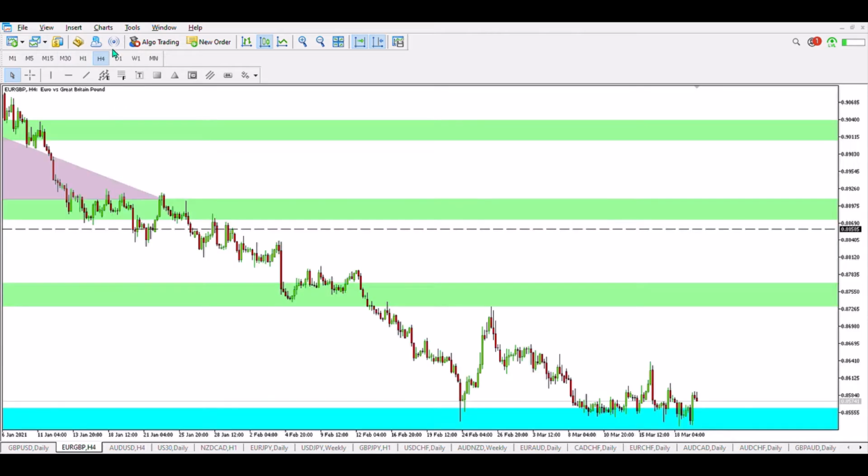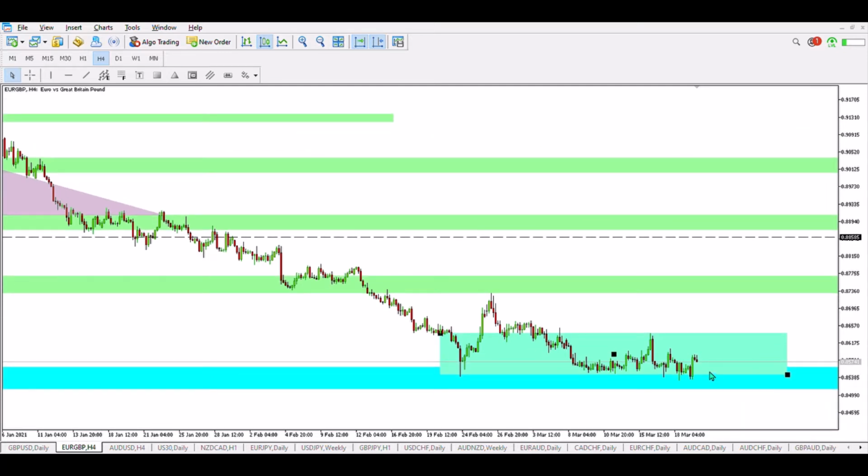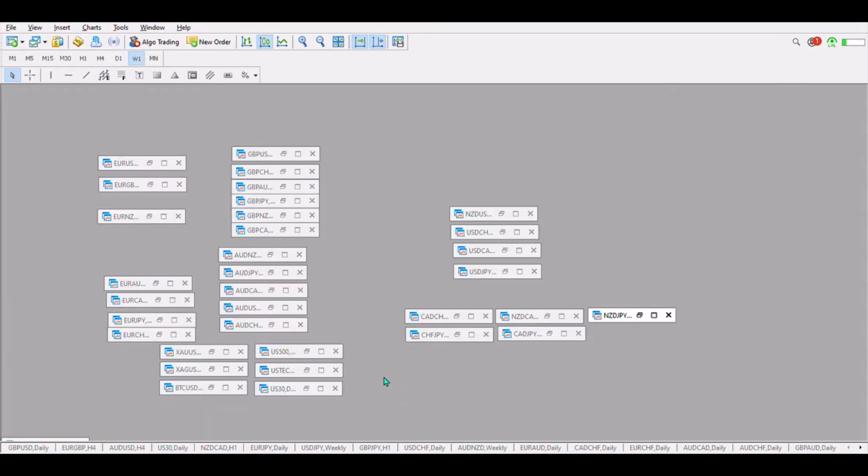Now the consolidation we have to draw in the 4-hour chart. This will be our consolidation box. If we break bearish, then probably we'll continue to the downside. If we break out from this box bullish, then we have this high over here and this resistance over here. Let's move to the next market.